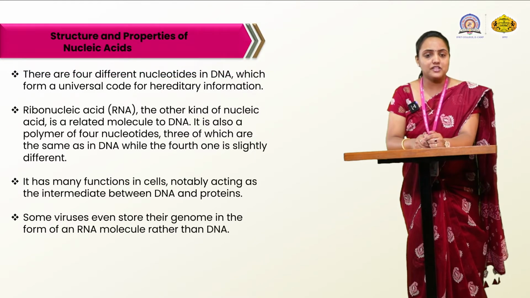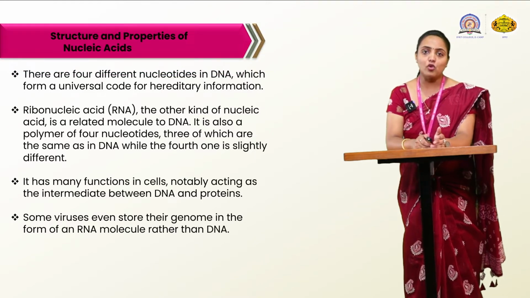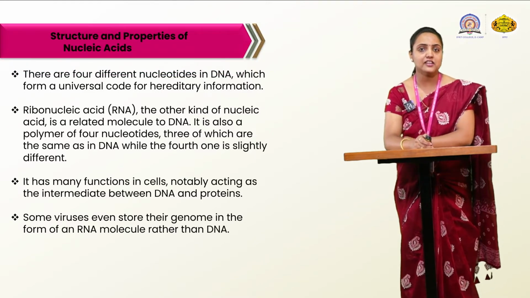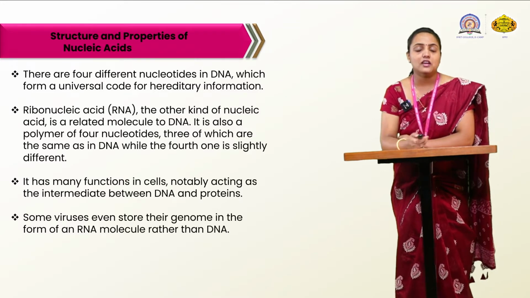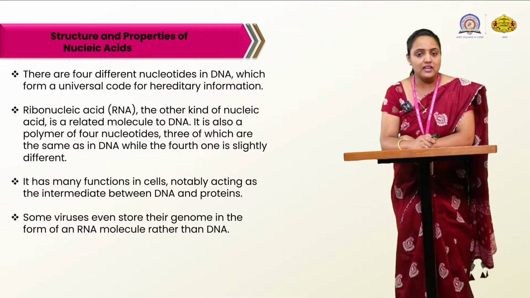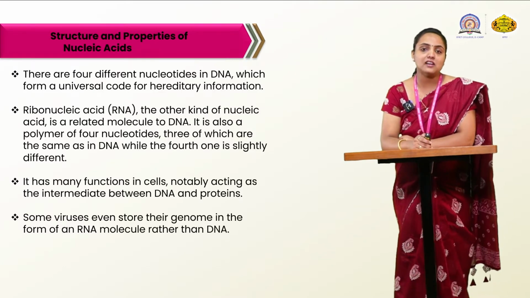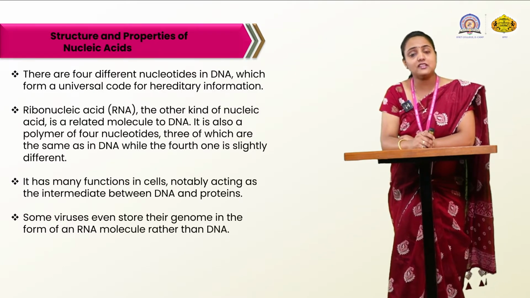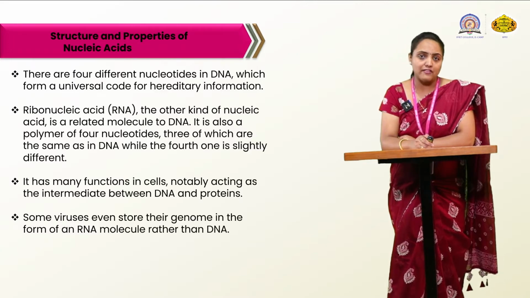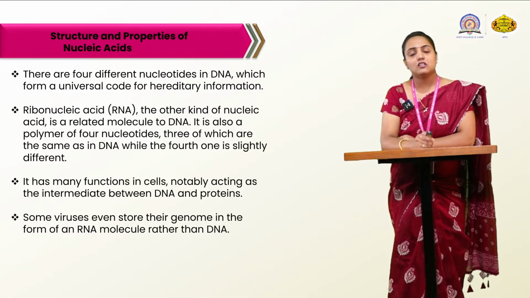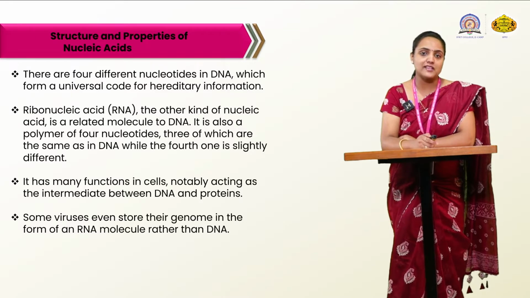The structure and properties of the nucleic acid. There are 4 different types of nucleotides in DNA which form a universal code for the hereditary information. RNA, the other kind of nucleic acid, is a molecule related to DNA, but it is mostly single stranded. It also has 4 types of nucleotides, but in RNA thymine is absent, and in place of thymine, uracil is present as a nitrogen base.